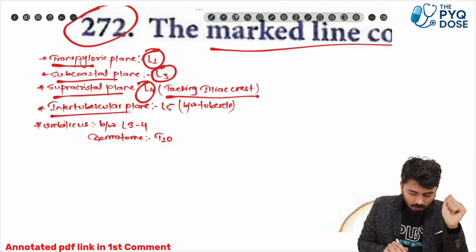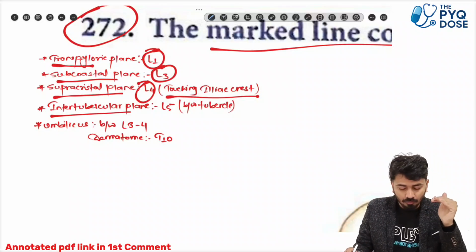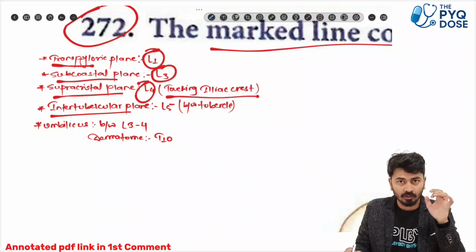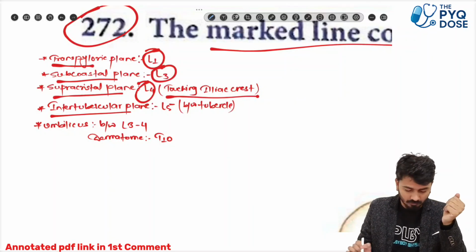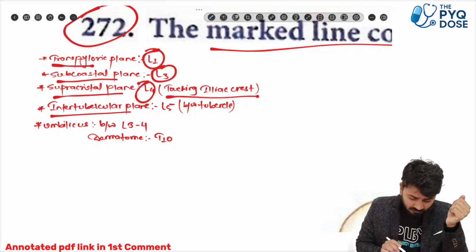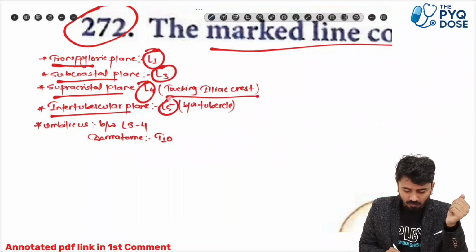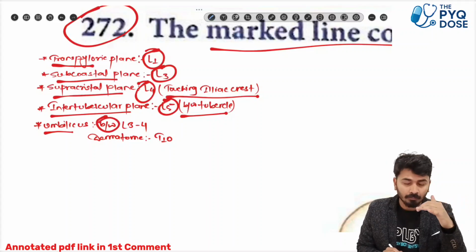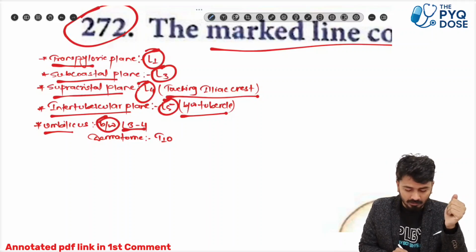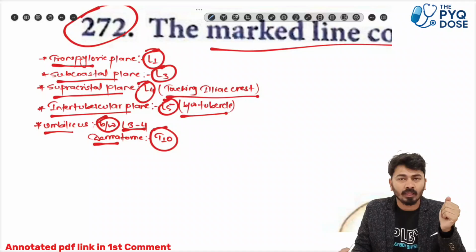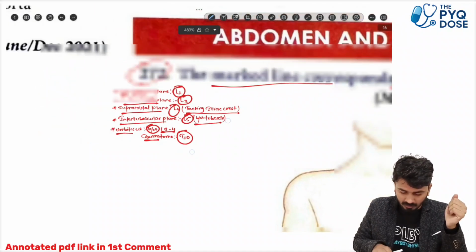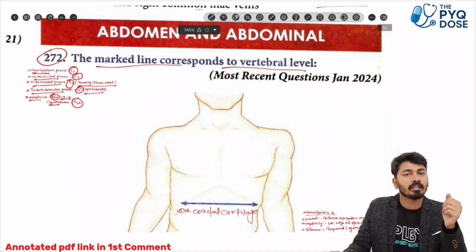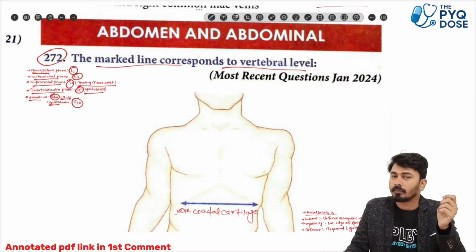Okay, intertubercular plane, the supracristal plane touches the iliac crest. That's why the name is given supracristal. We'll see it in the image also. So the intertubercular plane passes through L5 between the tubercles, and the umbilicus lies between the level of L3 to L4, and the dermatome is T10. Okay? Dermatome is T10. Dermatome is also asked for the umbilical region. So the umbilicus lies between L3 and L4, and the dermatome is T10.